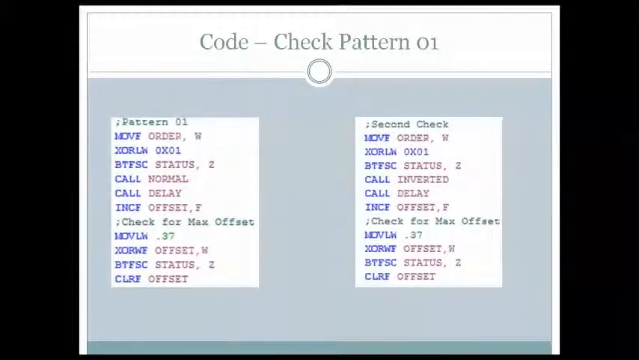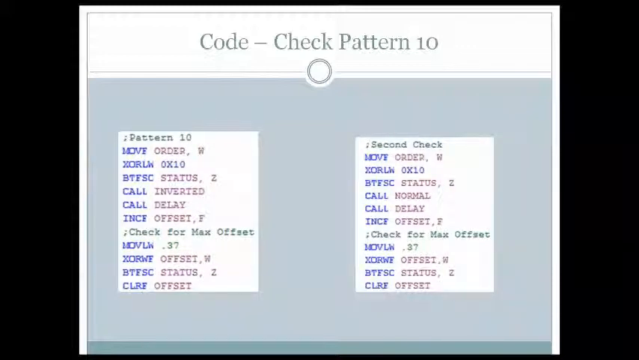Next, the program checks order for the 0 condition. This check is run twice, and if the value of order is 0, the program will first call the normal LED lighting scheme, and then the inverted lighting scheme. During both checks, the program will increment offset and ensure that it is limited to its maximum value of 37.